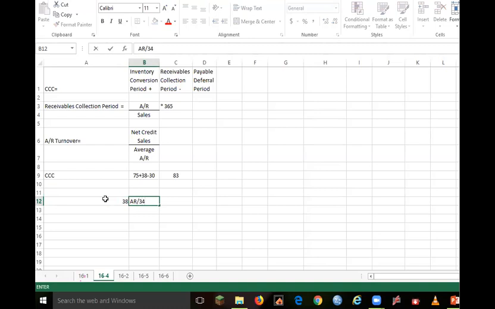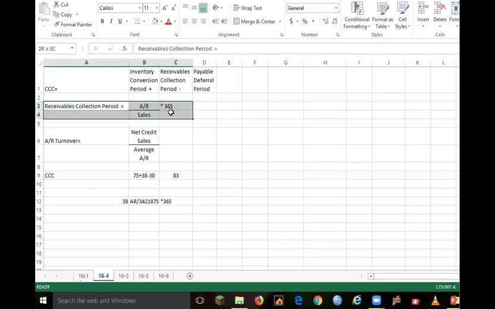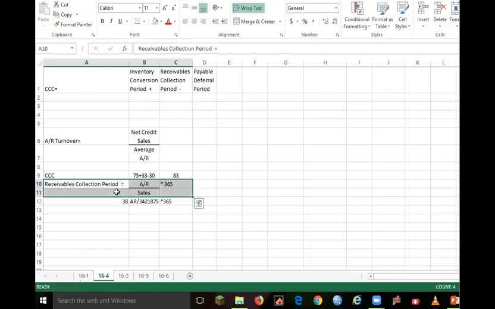3,421,875, and multiply by 365. Okay, so we have taken this formula to solve this problem. This one.